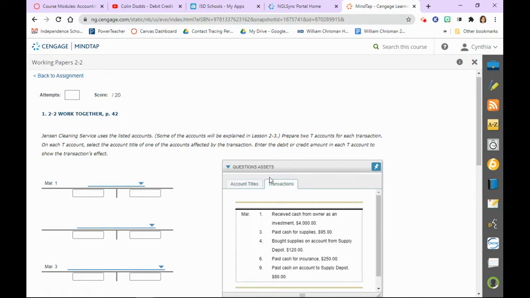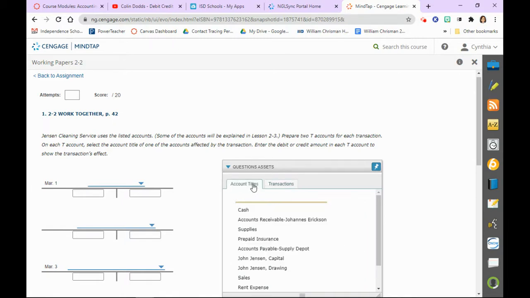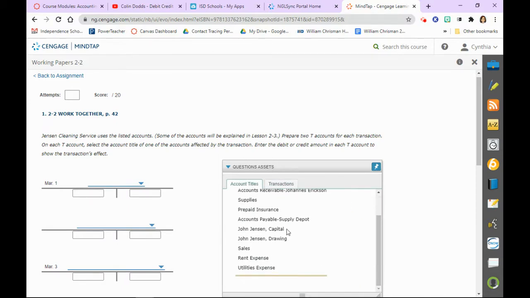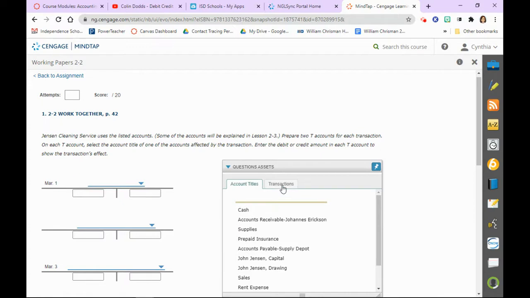So what we're going to do here is we're going to be doing T accounts for each of these transactions. And you're going to have 2 T accounts, one for each account. So on March 1st, it says receive cash from owner as an investment. So when we analyze these accounts, the 2 accounts we're going to be impacted are cash and then our owner's capital account. And if you need to look back over here at the account titles, you can do that. And you see we have John Jensen Capital and cash.